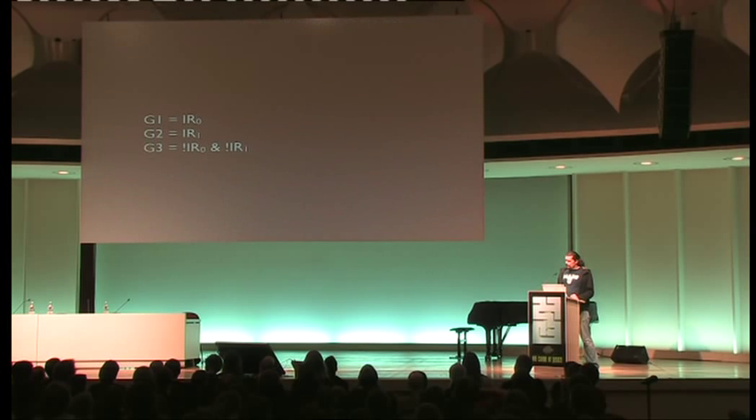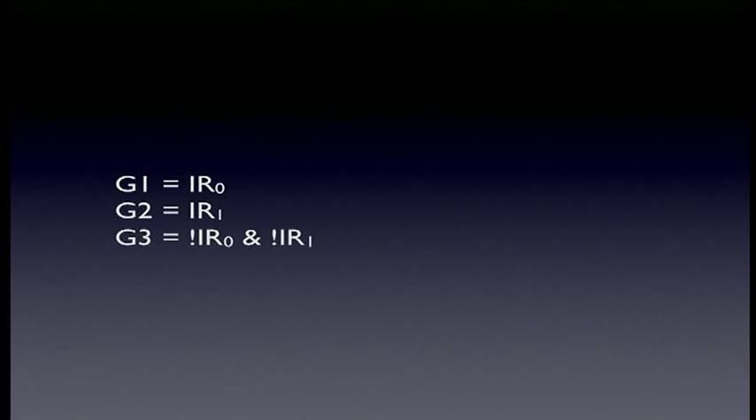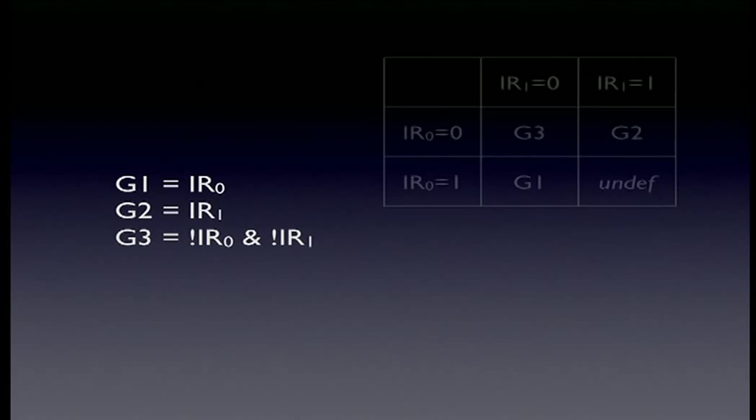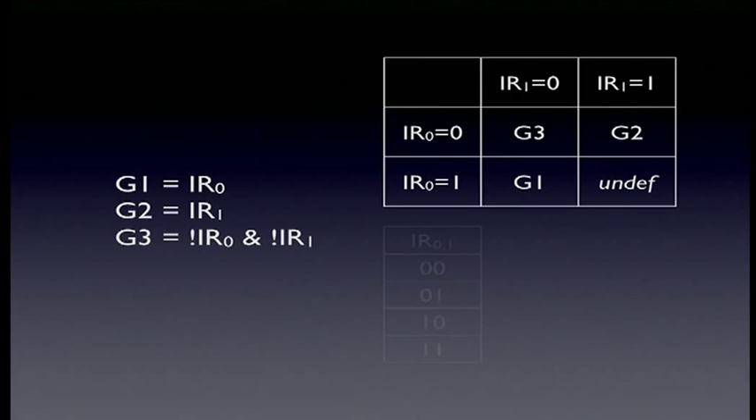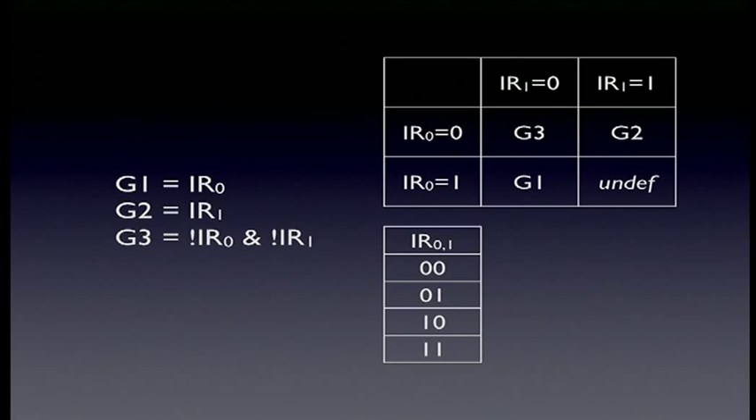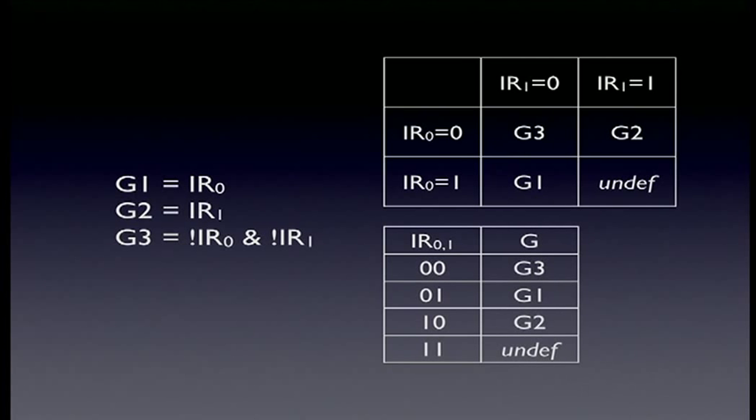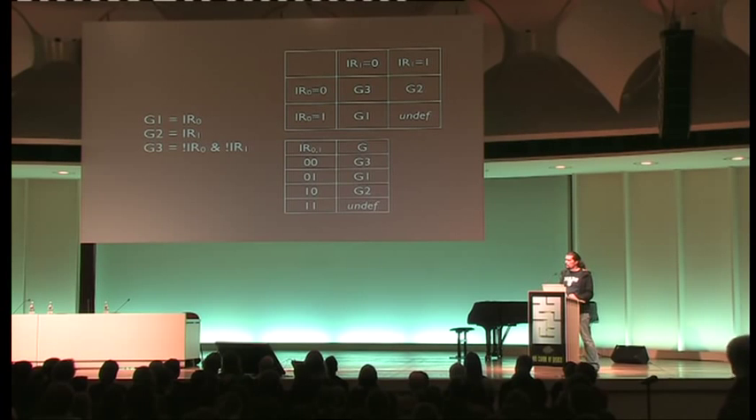So this G calculation, this is the rule for G, how G works. G1, G2, G3 are three separate lines which go into the decode ROM. And so this is a truth table for it, or more useful would be this table. 00, 01, 10, and 11 correspond to G values of G3, G1, G2, and the 11 case, that's undefined, that's not used for the 6502.